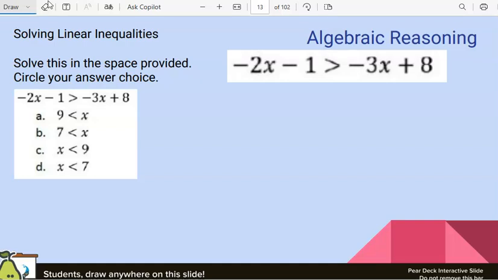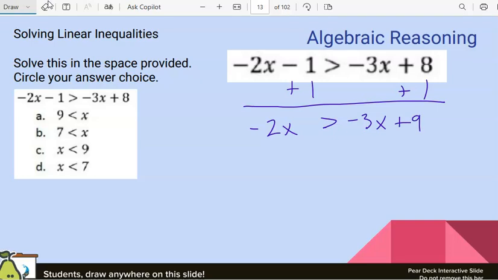Okay, to solve this one, first let's go ahead and add the 1 to each side. We have negative 2x is greater than negative 3x plus 9. Add the 3x to each side. And then we have x is greater than 9.